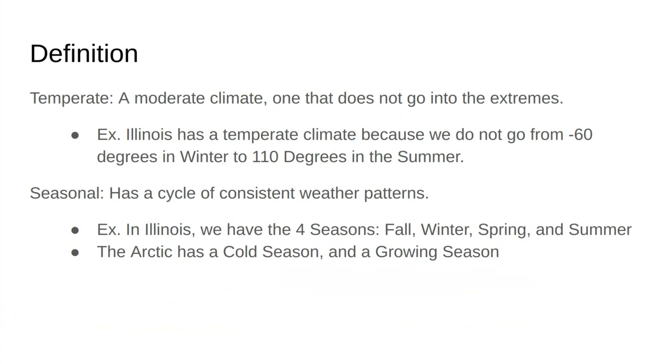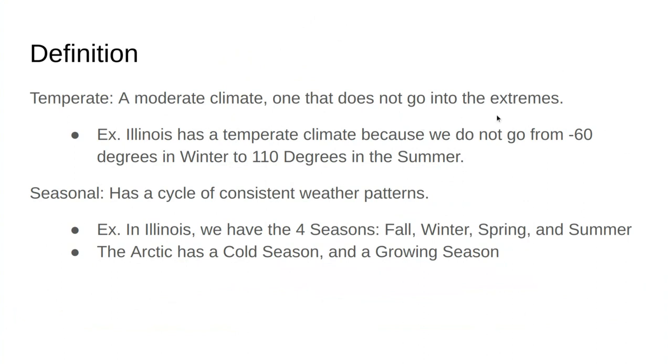So Illinois has a temperate climate because we do not go from negative 60 degrees in winter to 110 degrees in summer just automatically. It tends to gradually change. It's seasonal. And speaking of seasonal, we have a cycle of consistent weather patterns. So in Illinois, we have the four seasons: fall, winter, spring, and summer. The Arctic has a cold season and a growing season, but that doesn't make it temperate. Remember, it's very gradual as we go from one temperature to another.